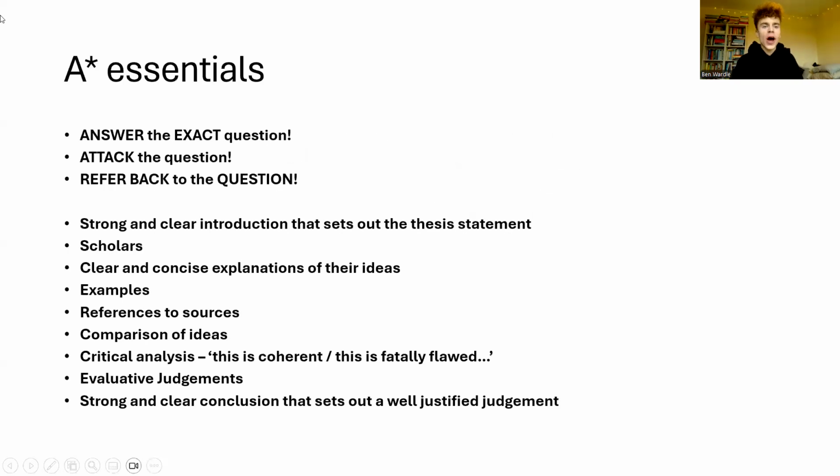Let's start with what I call my A-star essentials. These are the things you need to do and include in your essays in order to secure an A-star. Remember, that means you are securing 37, 38, 39, or 40 out of 40 in all of your essays. My top tips are that you always answer the exact question.